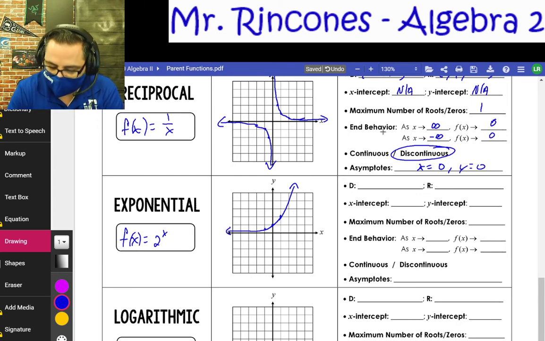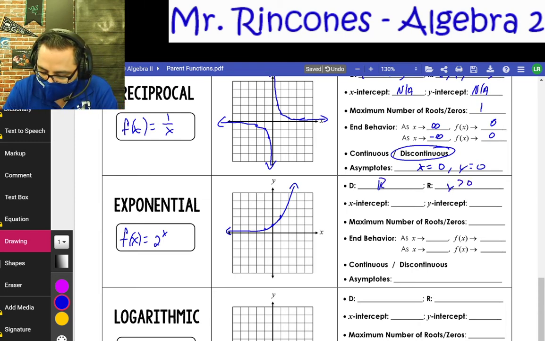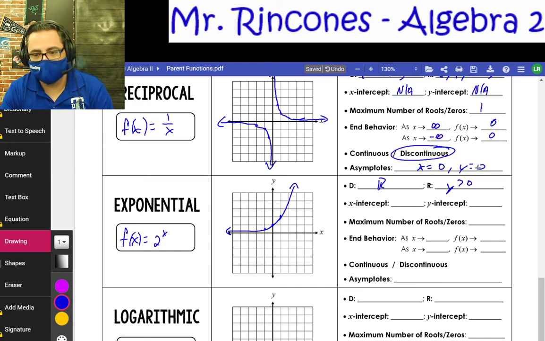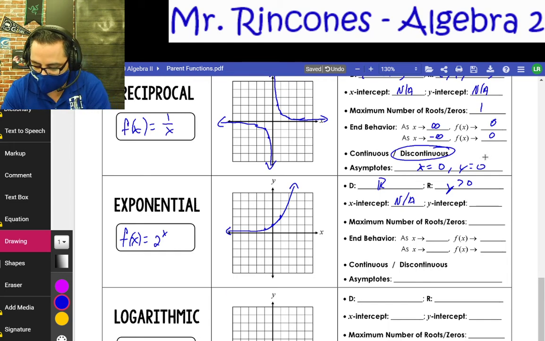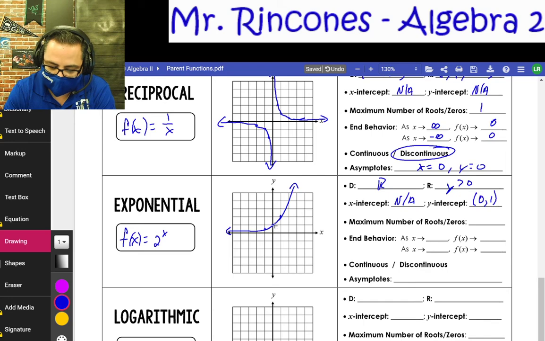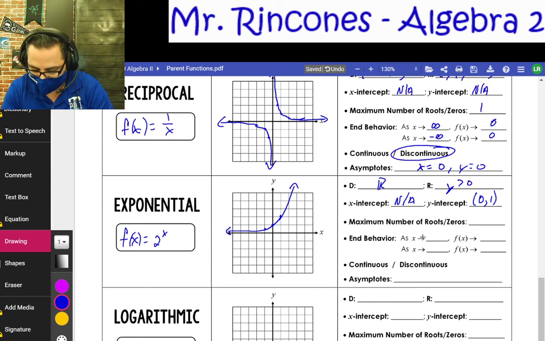Okay, so as far as the domain, x values, that is all real numbers. But as far as the range, well, this is greater than 0, but does not get to 0. Okay, so the x-intercept, it is not going to cross the x-axis because it does not actually get to 0, so not applicable. But the y-intercept, well, in this situation, we got the 0, 1, right? This, of course, is, well, I was going to fill out another portion of this, but let's wait on that.